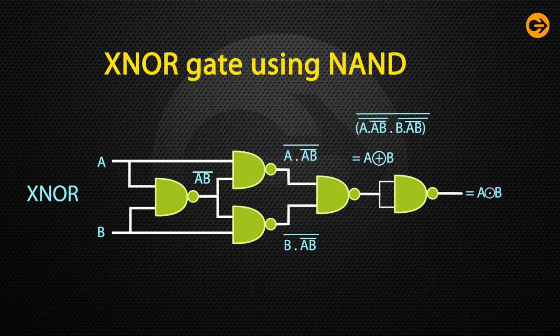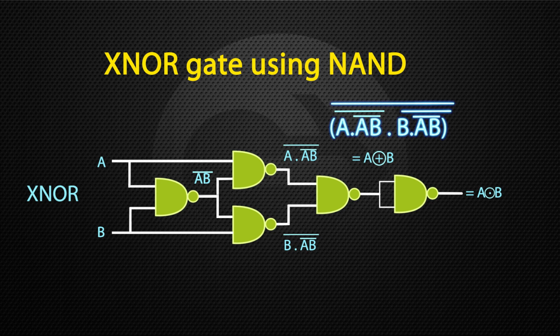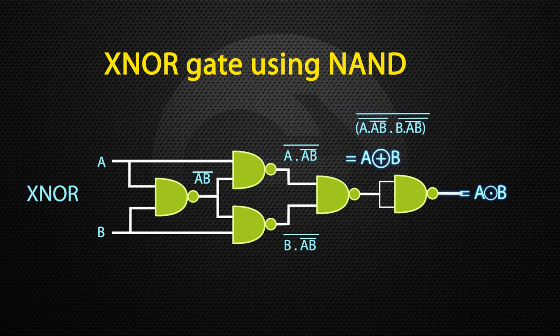XNOR gate using NAND. A NAND B generates AB bar. Now, A NAND AB bar generates A AB bar whole bar and B NAND AB bar generates B AB bar whole bar. Finally, A AB bar whole bar NAND B AB bar whole bar generates this, which is A bar B bar plus AB.